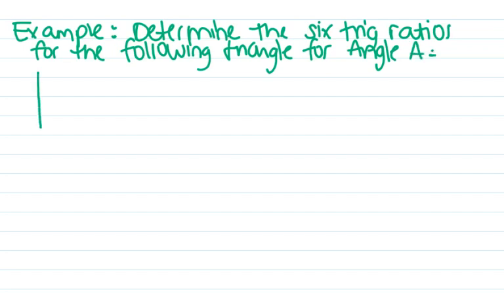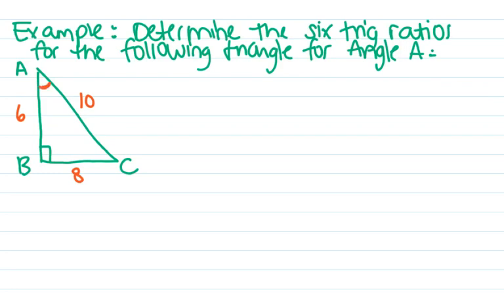So if I give you this triangle here, and I have a right angle, because this only works with right triangles, side AB is 6, side AC is 10, and side BC is 8. Okay, so now we are looking at angle A here. So we need to find the 6 trig ratios. So we'll first start with the primary trig ratio, so sine, cos, and tan.